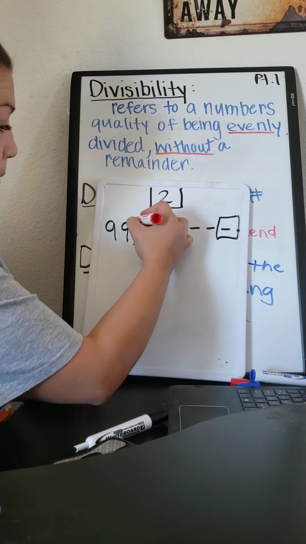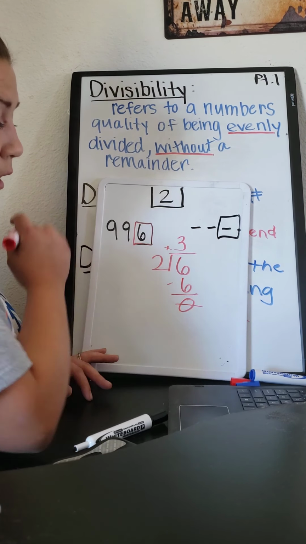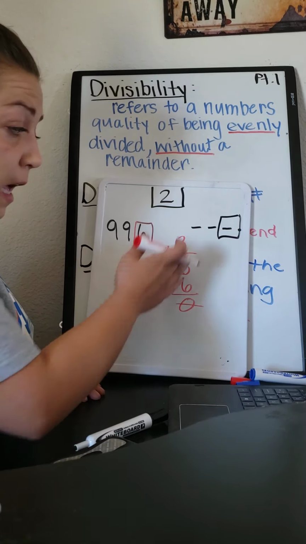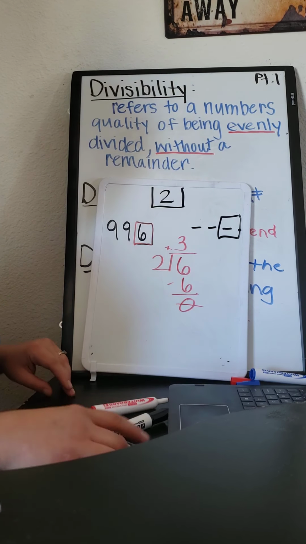2 goes into 6 evenly 3 times. 3 times 2 is 6. We're going to subtract these numbers. It's going to square our problem off, and our answer is 3. We have no remainders, so the number 996 is in fact divisible by 2. That's how the rule for the number 2 works.